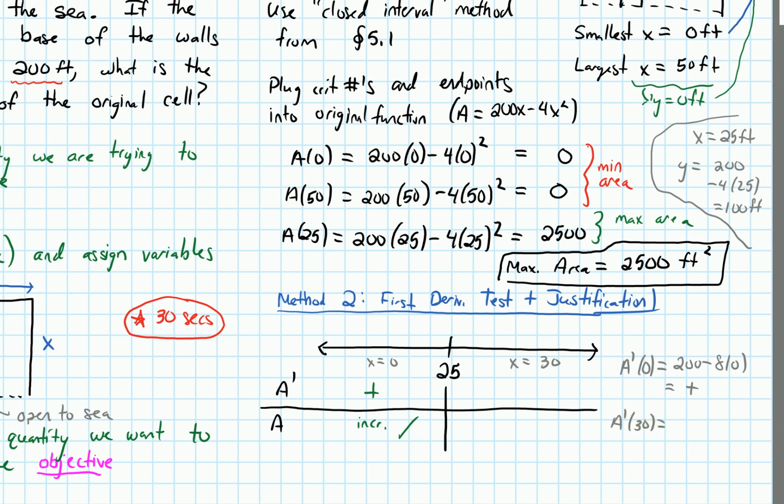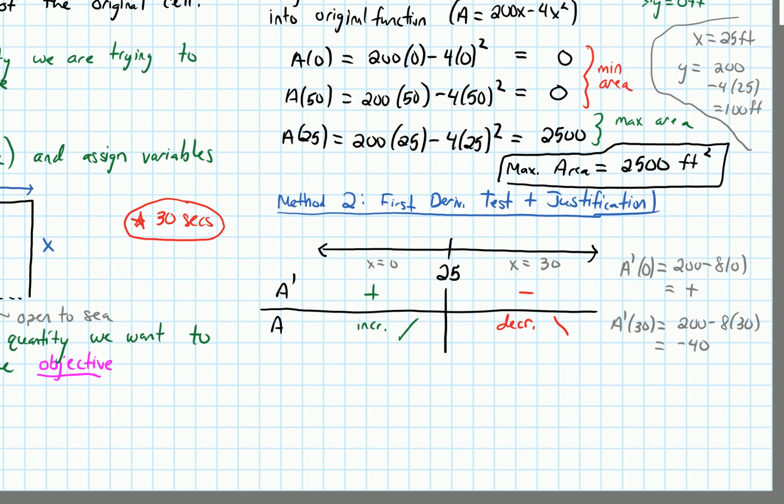Now let's plug 30 into the derivative. That'll give us 200 minus 8 times 30. So this is 200 minus 240, which is negative 40. That's definitely negative, which means the original function A will be decreasing. So it'll be going down. Okay, so when our function changes from increasing to decreasing at a critical number like this, we already found 25 as a critical number. That means this is a local max.